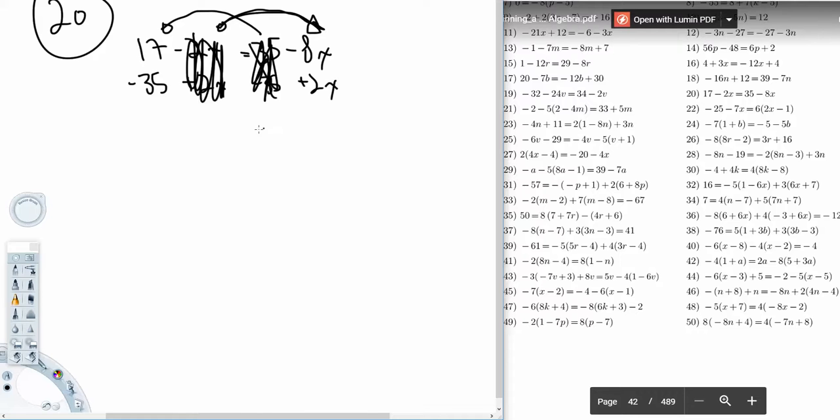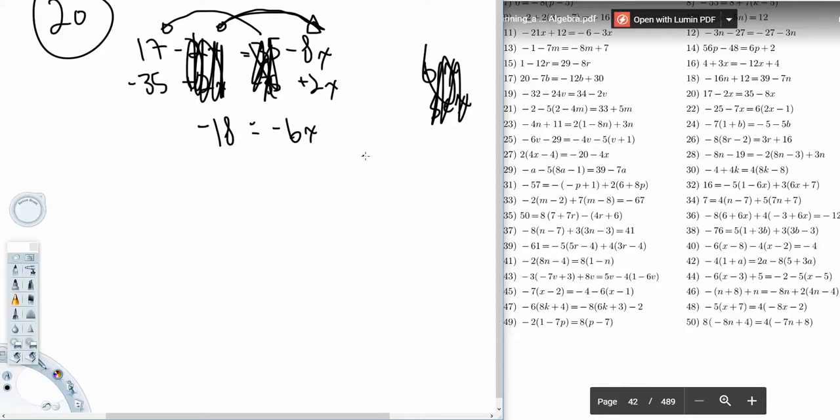So this cancels out. This cancels out, and we're left with minus x plus 2x, which equals minus 6x. 6x meaning 6x, not 6 like sex. That's not what I was saying. All right, so 17 minus 35 equals minus 18.